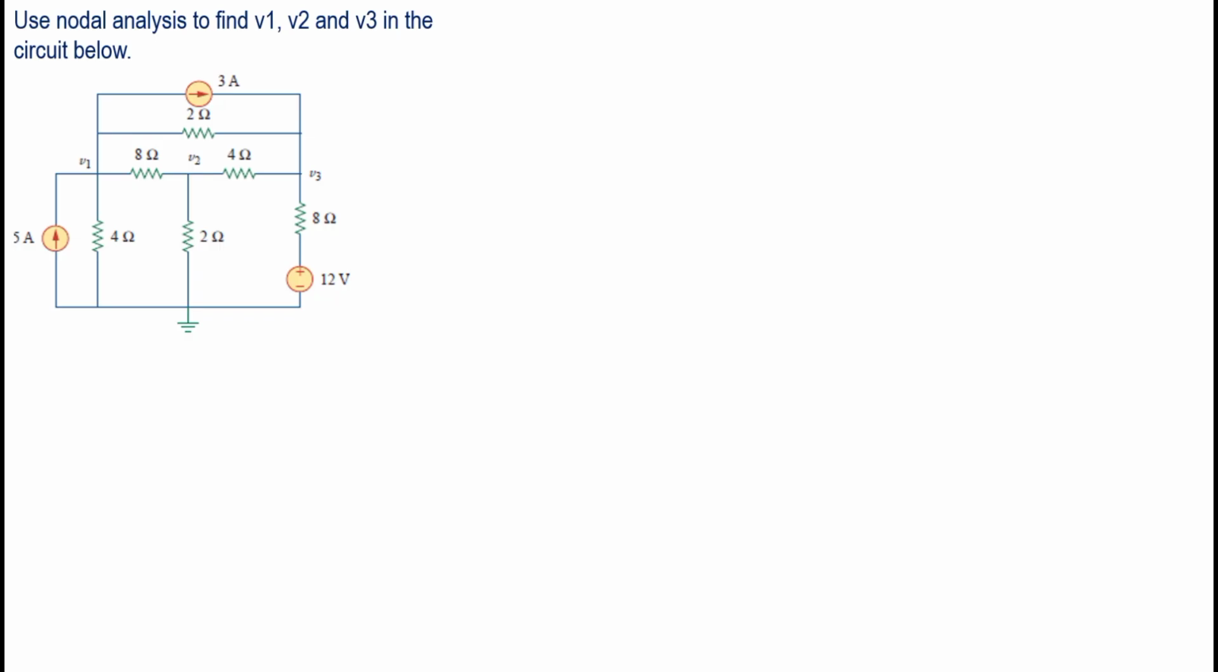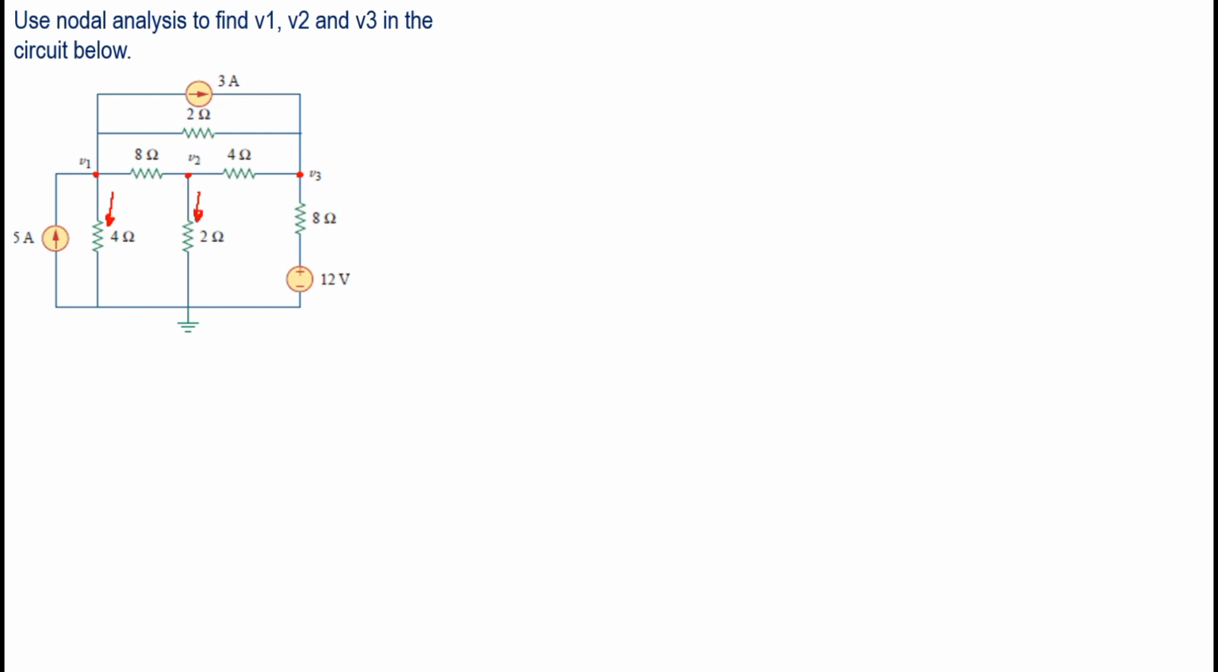Okay, so we have here a circuit and we are asked to use nodal analysis to find V1, V2, and V3. So let's start with assigning voltages. So we have here V1, V2, and V3 and assume direction of the current. So we have here direction of the current downward since it is connected to the ground.